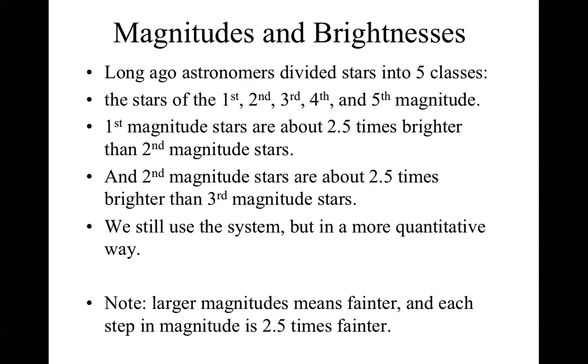These stars are the first, second, third, fourth, and fifth magnitude. As it turns out, when we have quantitative means of measuring, first magnitude stars are about 2.5 times brighter than second magnitude stars, and second magnitude stars are about 2.5 times brighter than third magnitude stars. Note that larger magnitudes means fainter, so each step in magnitude is then 2.5 times fainter than the one before.